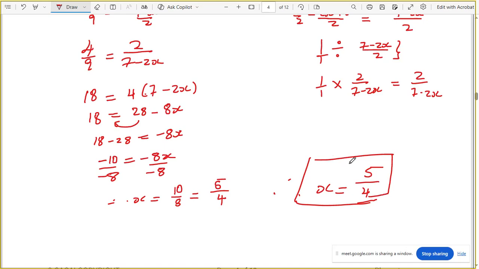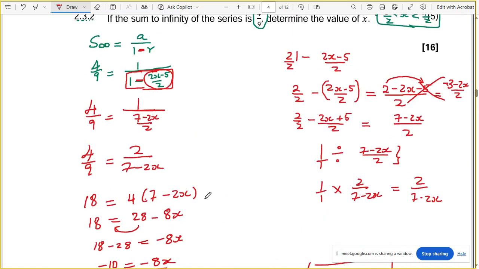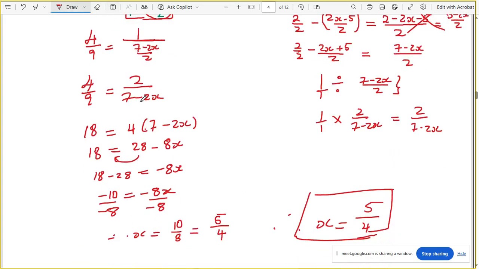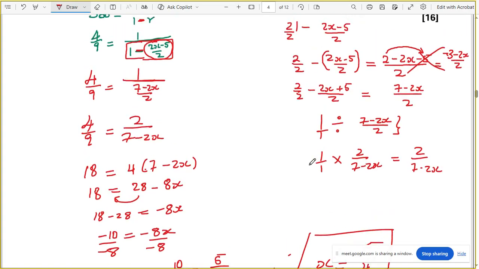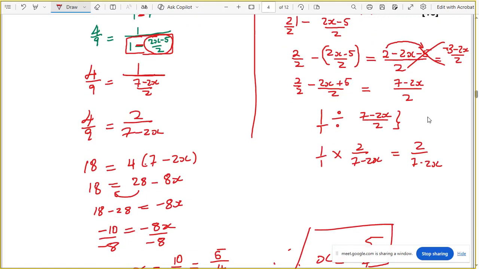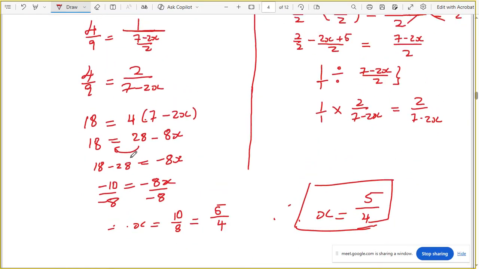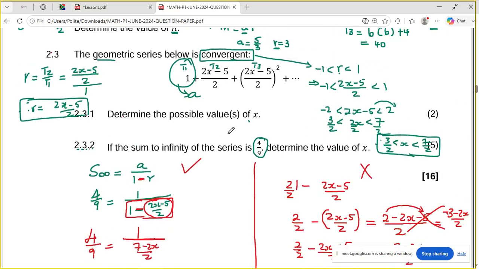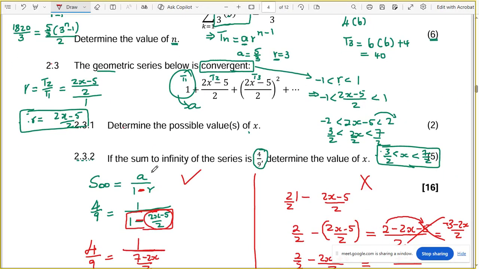Are you happy with that? Yes, sir. And this is how you collect the marks. The most important thing, look at this part here. Don't show this working on your script, only write that part. This thing you can just work out maybe on your question paper somewhere, but on your script, just show something clean like this. You understand? Okay. And you'll definitely get the marks for that 2.3.2.